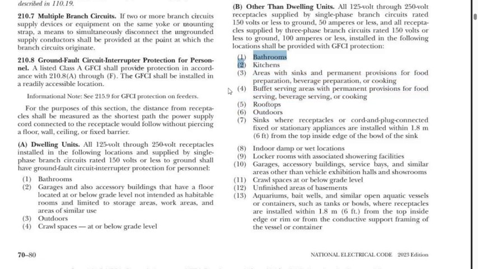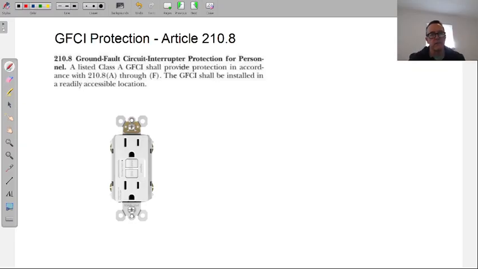The only thing of note that we do want to highlight in these two sections, because you're going to get a question like, where do I have to use a GFCI? Which of the following requires a GFCI versus not a GFCI? So you'll be able to answer these questions as long as you know these two code sections. The only thing, as I mentioned, to highlight here is there are some distances to look at.